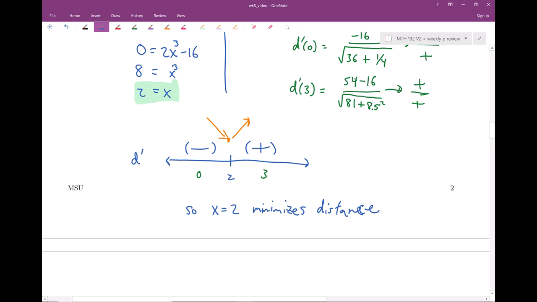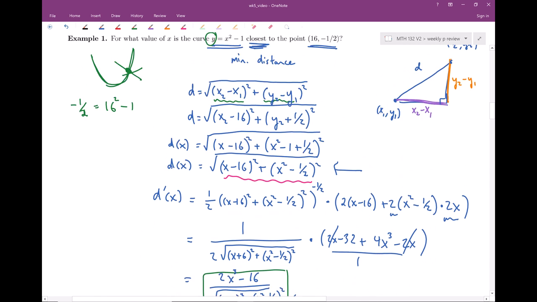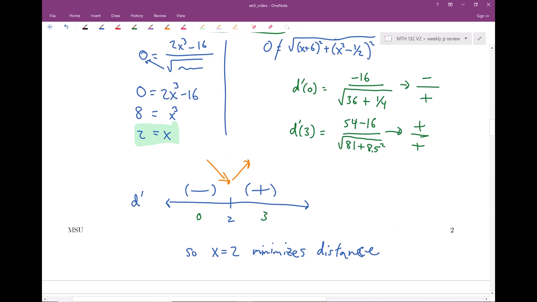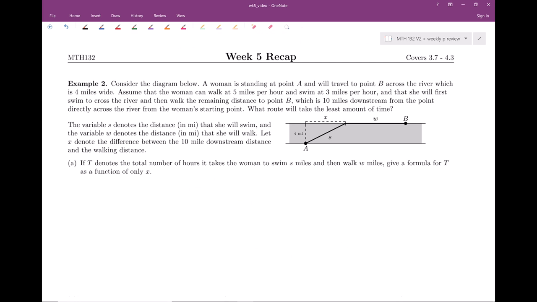And so now I've answered the question that I set off to answer: find an x value that actually minimizes distance, aka is closest. I've shown all the necessary work to prove that it is a minimum, not just a critical point. We know it's a minimum. All right, and with that, let's move on to our second optimization problem.